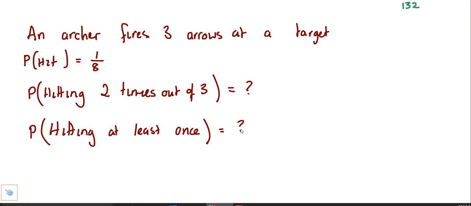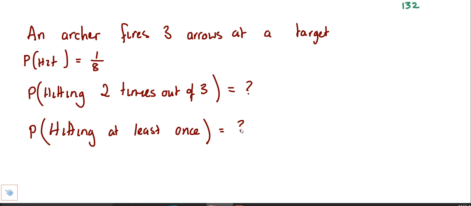Now, it's 3 arrows. So arrow 1, arrow 2, arrow 3. That means you've got 3 events happening, which means we can't do a sample space diagram. So what are you going to have to use? Tree diagram. Eventually, you'll get to a stage where you don't need to do a tree diagram. Write down your solution.